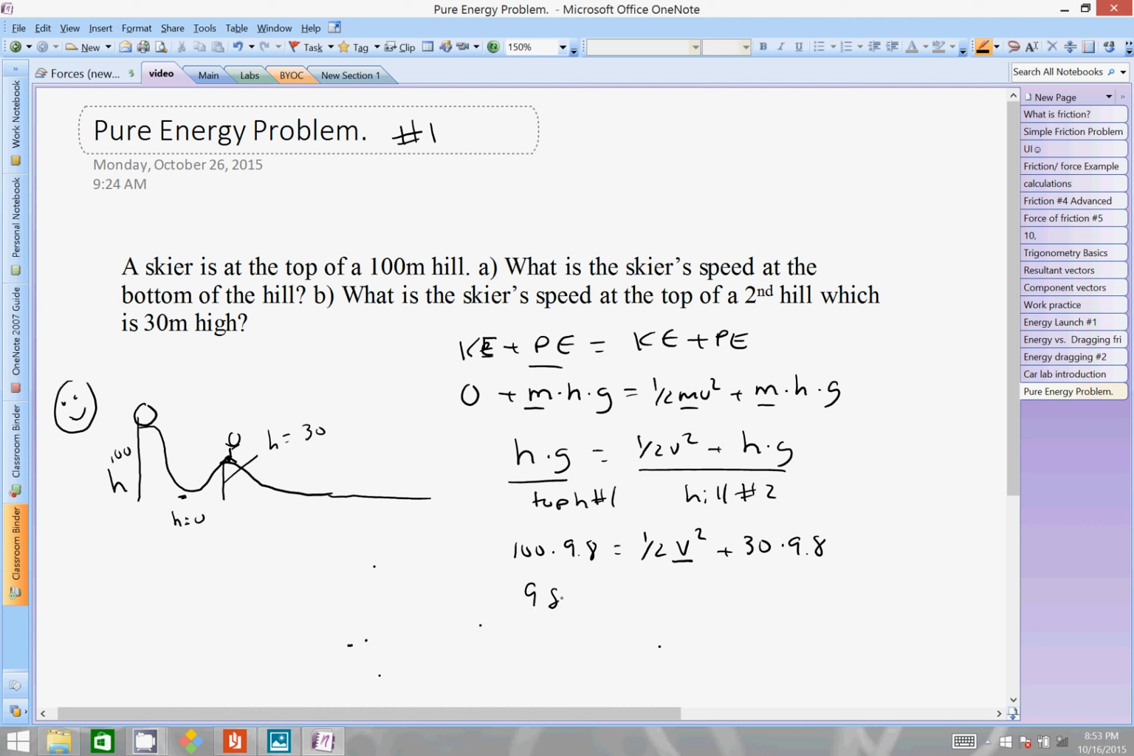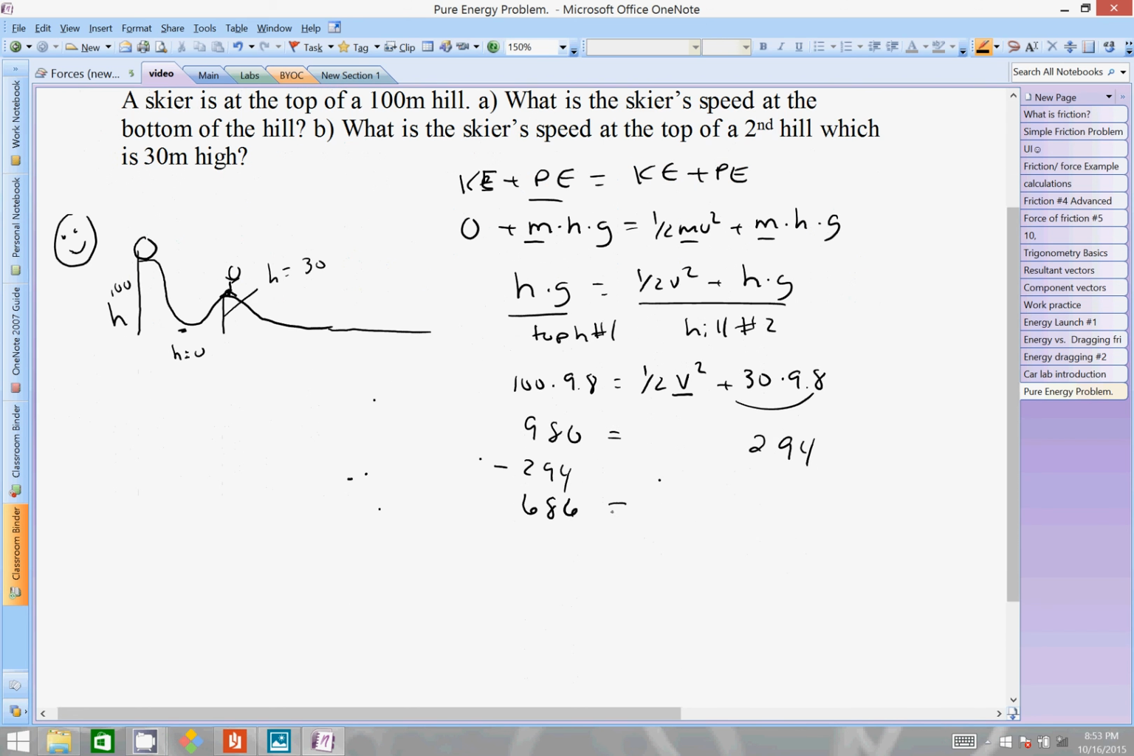This is 980 equals 1/2 v squared plus 30 times 9.8, which equals 294. Subtract that over and that equals 686, which equals 1/2 v squared. Divide out by 0.5 and then square root this thing, and I get 37.0 meters per second.